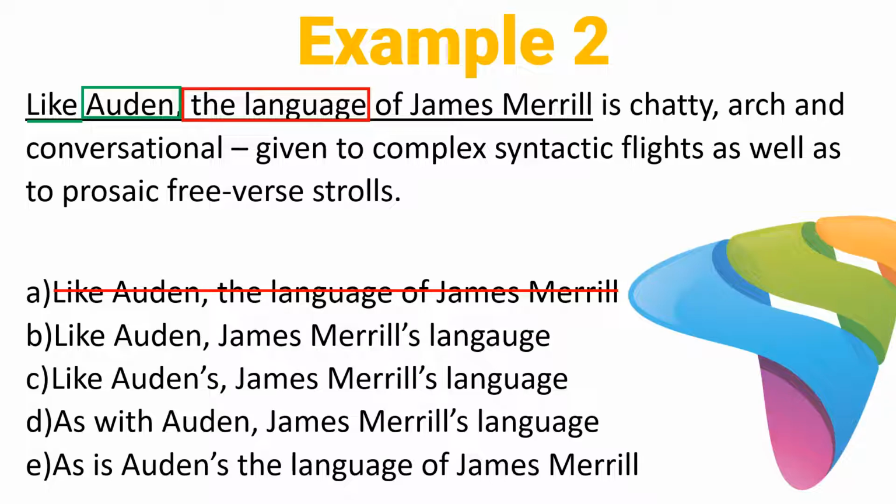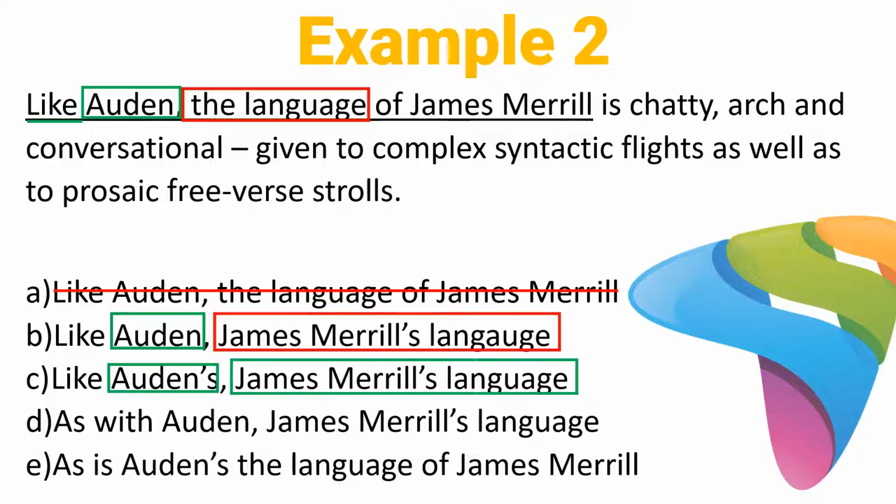A is out. B has the same problem. Auden is getting compared to James Merrill's language. Now, C is kind of awkward, but it does compare Auden's language with James Merrill's language, so we'll keep it around at least for the time being. D uses this weird and awkward phrase, as with, which is grammatically questionable, and we really don't like it. Also, it compares Auden with a language, so that doesn't work. And E just flat out really doesn't make any sense and uses this really weird as-is phrase at the start of the sentence, so that really doesn't work. That makes C the correct answer.